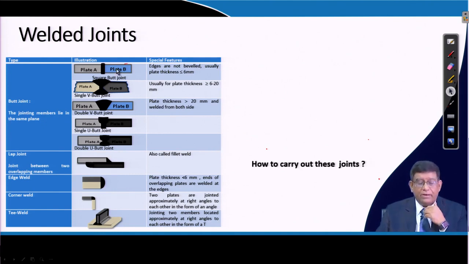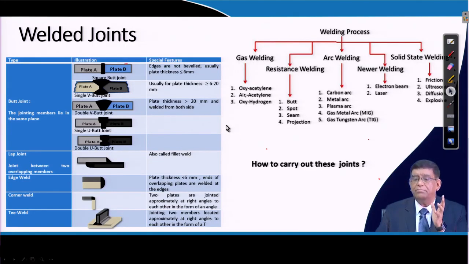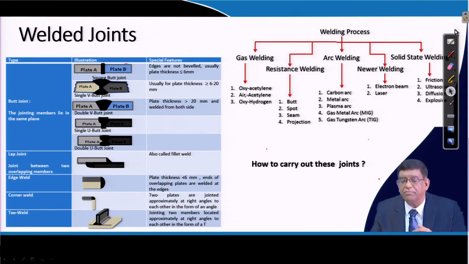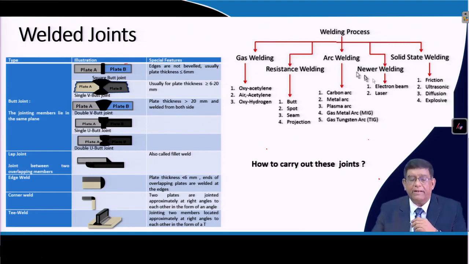Now, how to carry out such welding, how exactly two metal parts will be joined over here. There is a wide range of methods of doing this welding. You may know there is gas welding, resistance welding, arc welding, solid state welding, and this whole welding itself is a subject in mechanical engineering. A lot of people develop it, and new techniques and new methods are going on all the time.